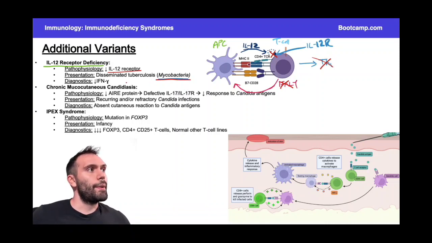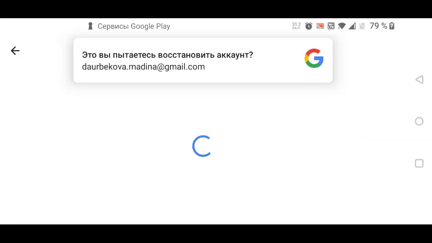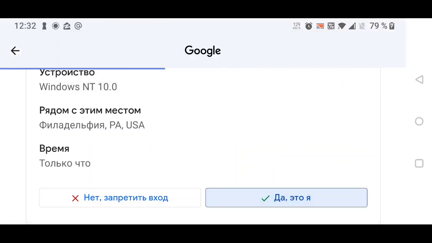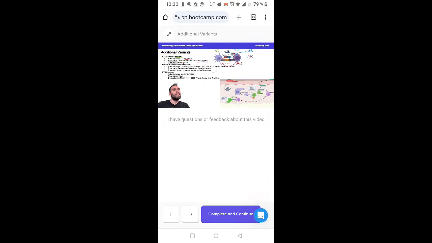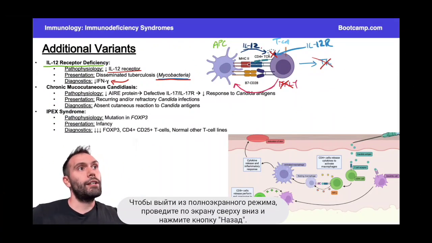And again, how would you diagnose this? Well, look, interferon gamma is going to be low. This should make sense to you. Interferon gamma is low because we can't stimulate this process to occur. The mechanism is essentially broken pretty early on here at this initial step.